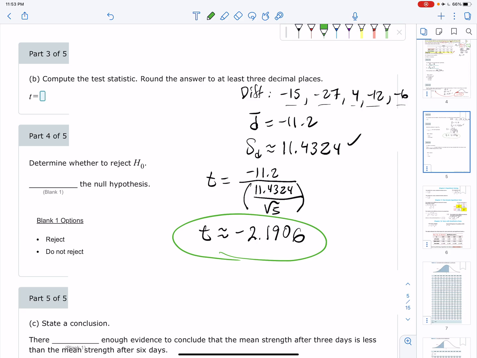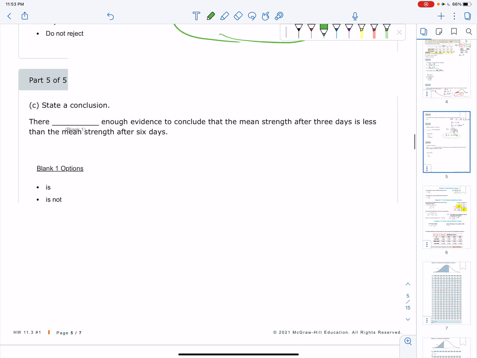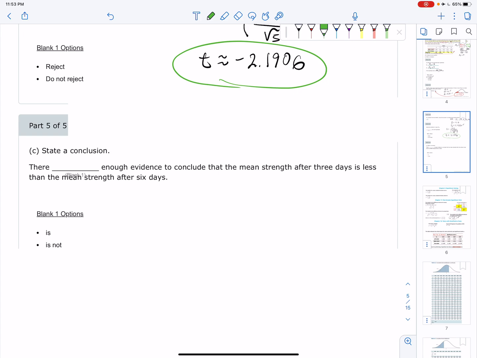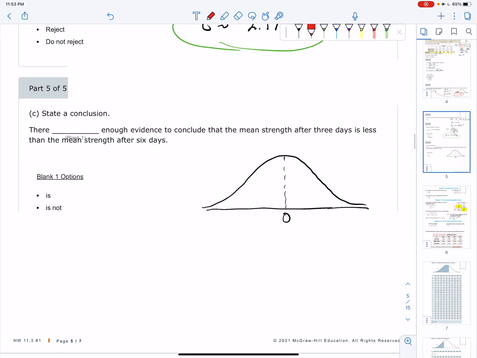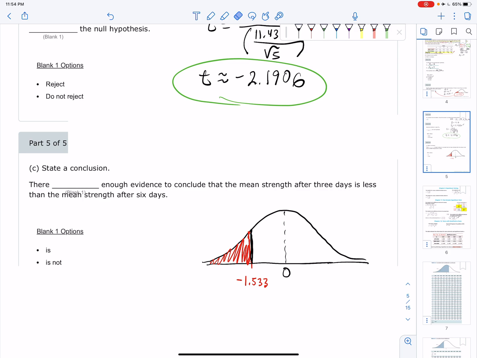What does all this mean? It means this. When I take a look at my distribution, remember that we're assuming the differences are going to be 0 right there at the population mean. We found a critical value of negative 1.533, which then helped us to locate our rejection region. And then we found our test statistic right here in green, and we need to plot that.